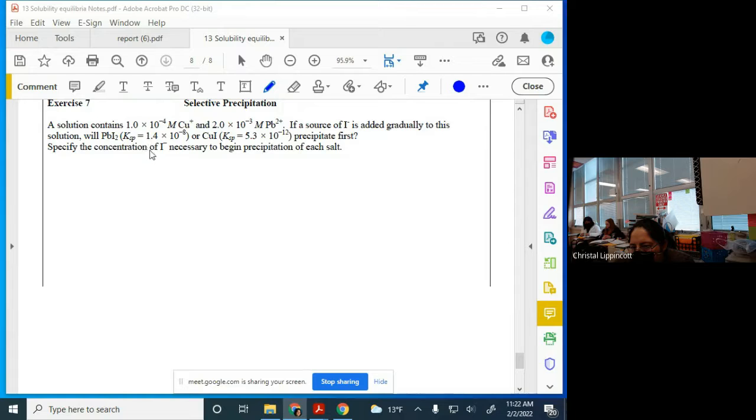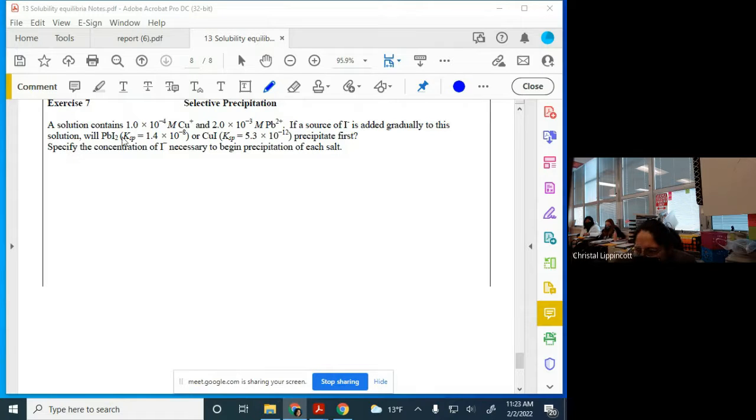So we've got a solution here, and this solution has got some copper in it. It's got some lead in it, and we're adding iodine in it gradually. They want to know if we added this or this, which one would precipitate out first, and specify the concentration of I that would begin to precipitate each salt.